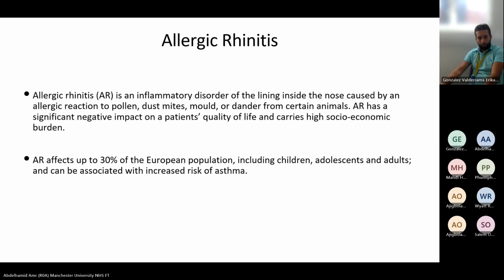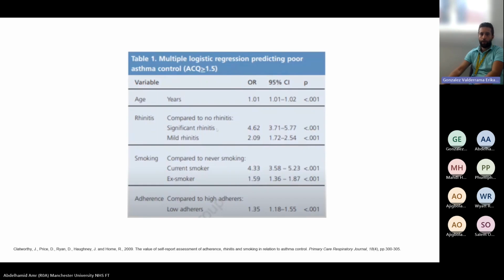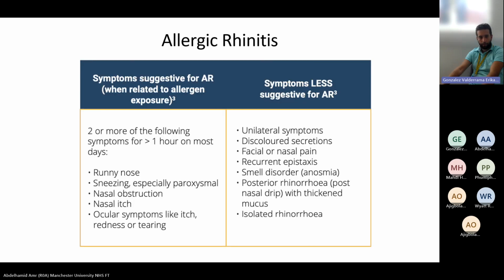And there have been lots of studies on the impact of allergic rhinitis on control of asthma. If you look at that study, they looked at the odds ratio of predicting poor asthma control. If you're a smoker, the odds ratio of having poor asthma control is 4.3. If you've got significant rhinitis, it's actually 4.61, which shows how allergic rhinitis can have a severe impact on asthma control.